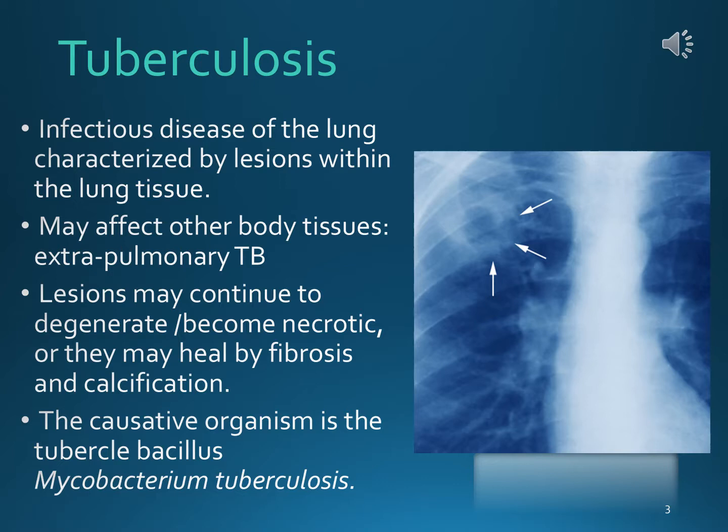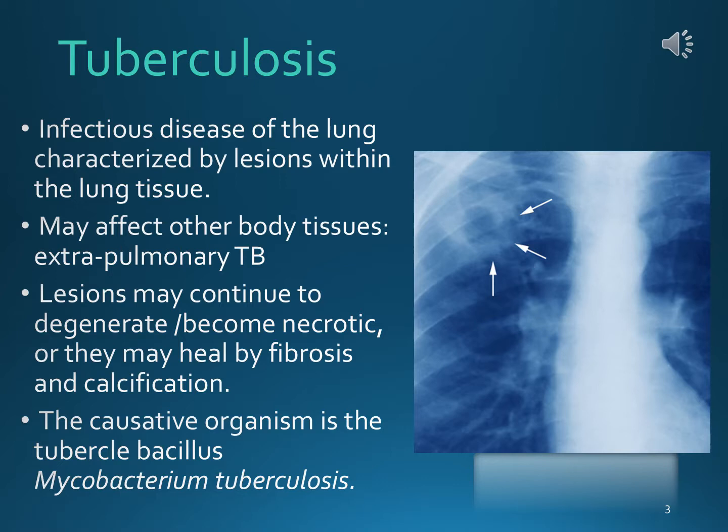Tuberculosis is an infectious disease which often occurs in the lung and is characterized by lesions in the lungs. It may also affect other body tissues, and this is known as extrapulmonary TB. Other frequently affected areas are bones, the meninges, the urinary system, and the reproductive system. There is a disease that causes a kyphosis or a hunchback called Pott's disease, which used to be common, but it is now quite rare in the US.